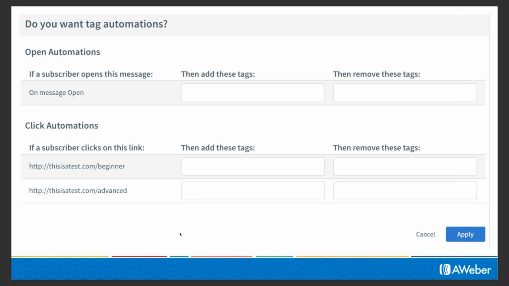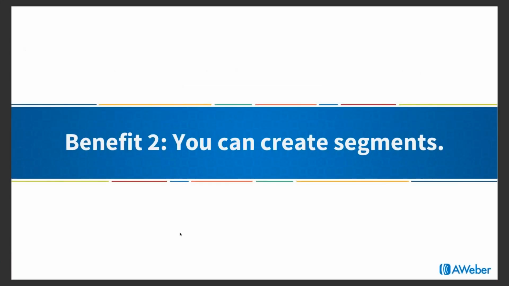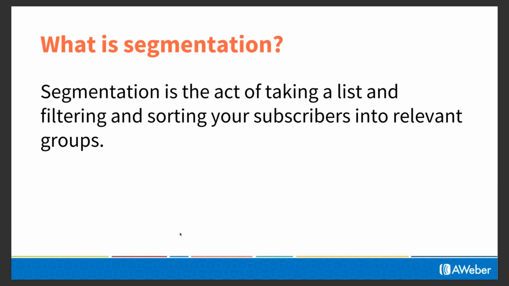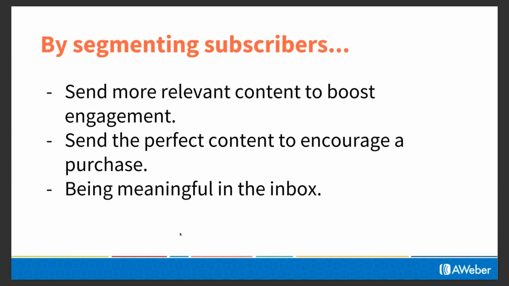And as we start to tag people, we can create segments. And that is the second benefit of tagging, the ability to create groups of subscribers and filter your main list into different relevant groups based on a variety of things. And what's happening when we segment our subscribers, whether they're beginners or advanced, customers or prospects, gluten-free or dairy-free or vegan, it allows us to send more relevant content. And that more relevant content is going to boost engagement because we're sending content that our subscribers want and need.